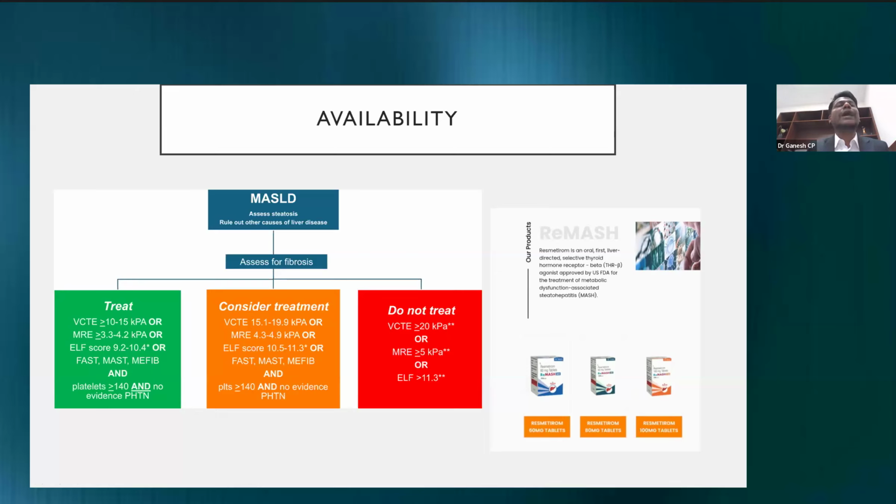Yes, of course, we should rule out other causes of steatosis and fibrosis, for example alcohol use disorder and viral hepatitis B, C, and if the patient has suspicion of autoimmune hepatitis, those things should be ruled out with the non-invasive biomarkers itself. And if the patient has an LSM between 10 to 20, the patient can be clearly started on resmetirom.